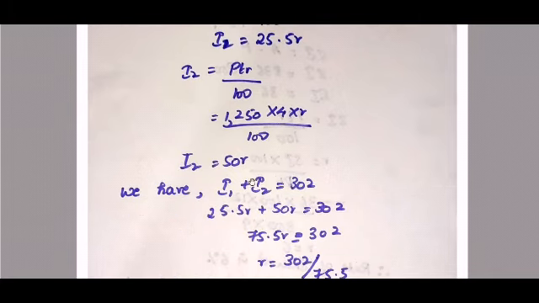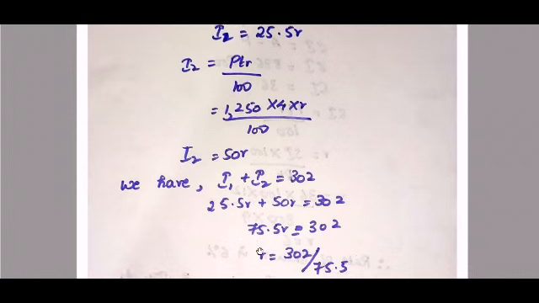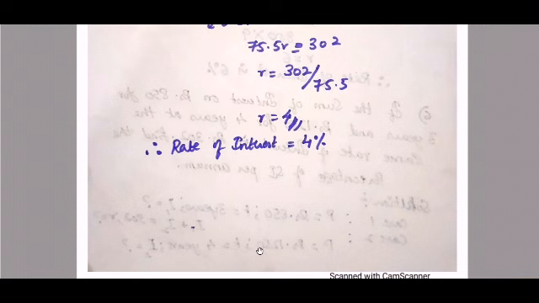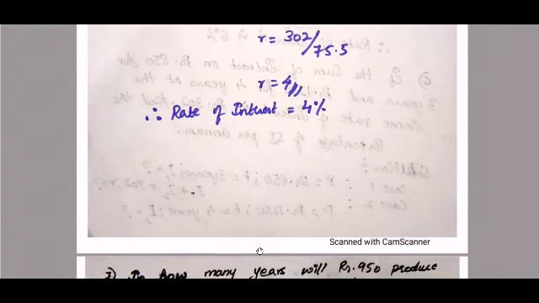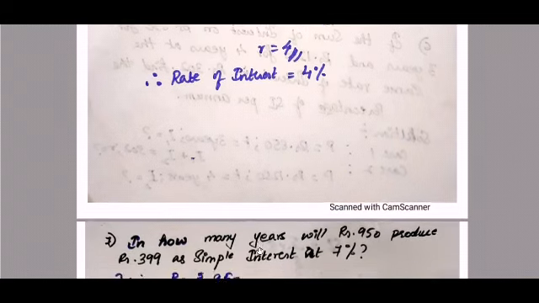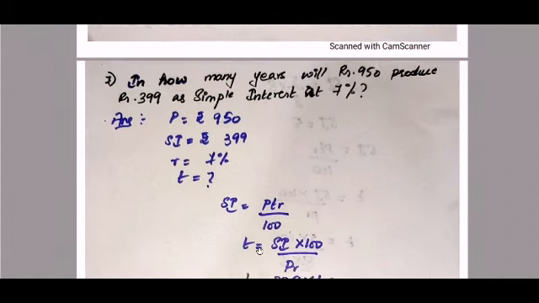So we have interest 1 plus interest 2, which is equal to 302. So 25.5 R plus 50 R is equal to 302. So 75.5 R is equal to 302. R is equal to 302 divided by 75.5. R is equal to 4. Therefore, the rate of interest is 4%.